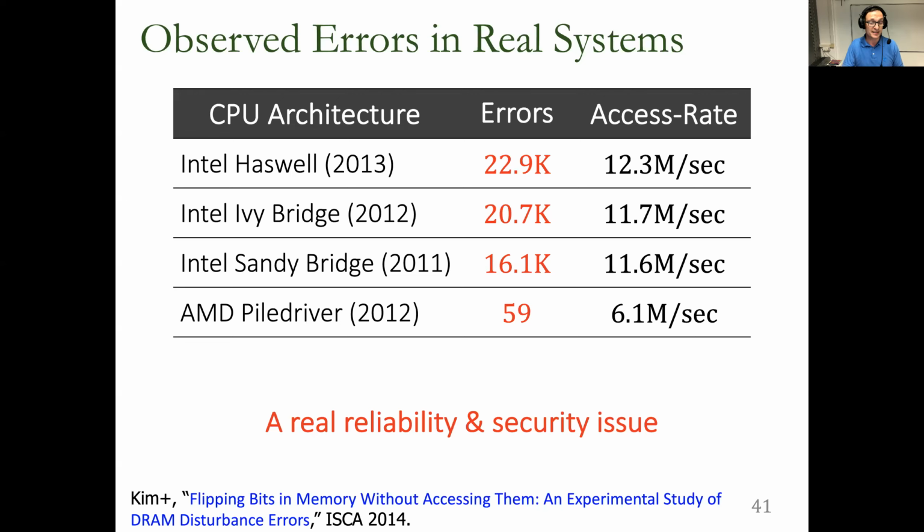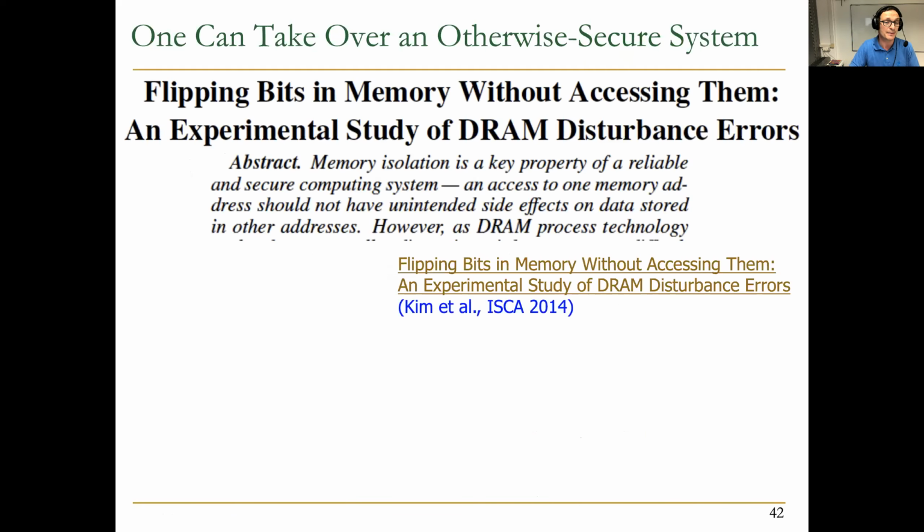And this is a real reliability and security issue. Clearly, this is a reliability issue, but it's also a security issue because it breaks memory isolation. When we wrote the paper, the first sentence was, memory isolation is a key property of a reliable and secure computing system, and access to one memory address should not have unintended side effects on data stored in other addresses. And I think we said this, and I believe that this is actually fundamental.